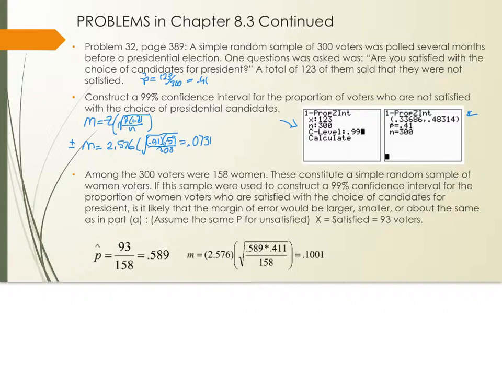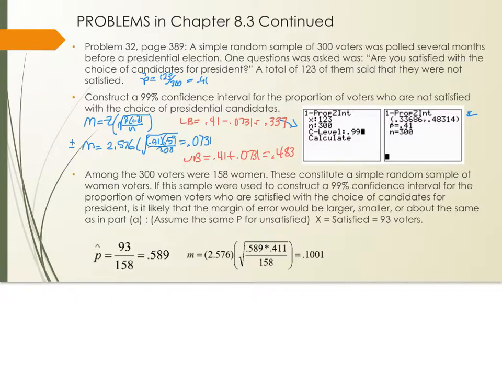So our lower bound estimate is going to be 0.41 minus 0.0731, which is equal to 0.3337, and our upper bound is equal to 0.41 plus 0.0731, which is approximately equal to 0.483. So there's our upper and lower bound.